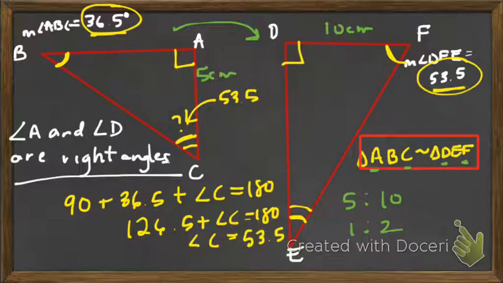So then if I said DE was 14, what side would go with DE? Yeah, DE goes with AB. So AB then would be 7 centimeters. So you can find out a lot once you figure out that the triangles are similar.